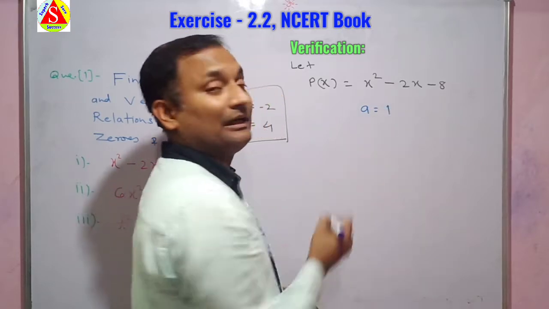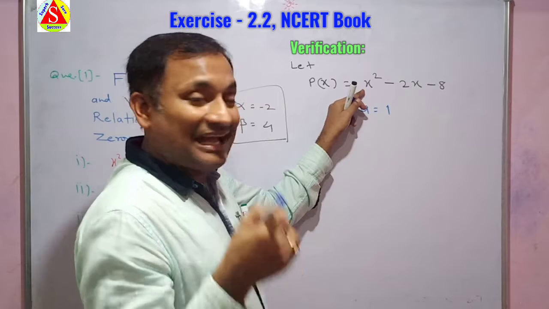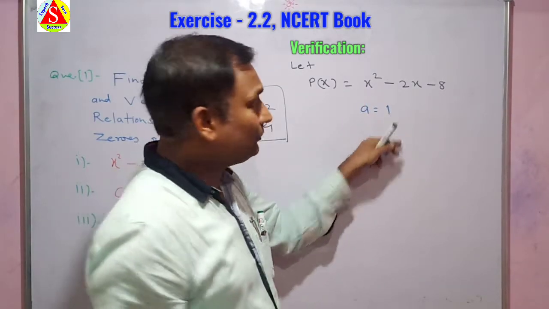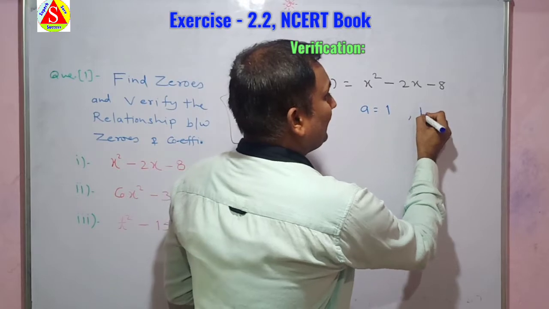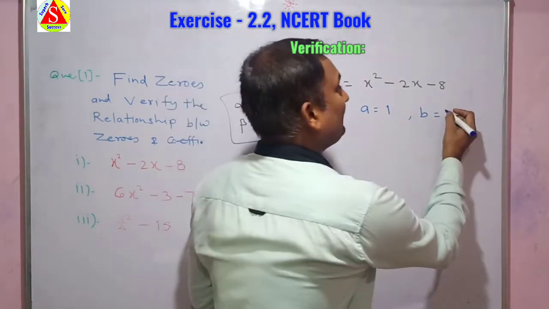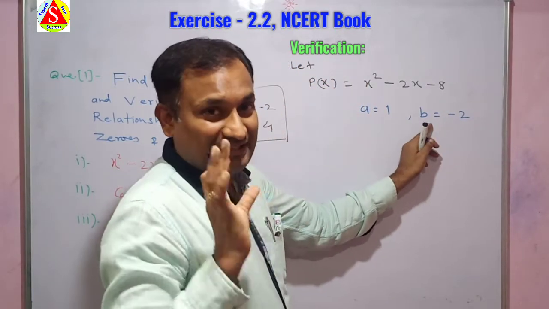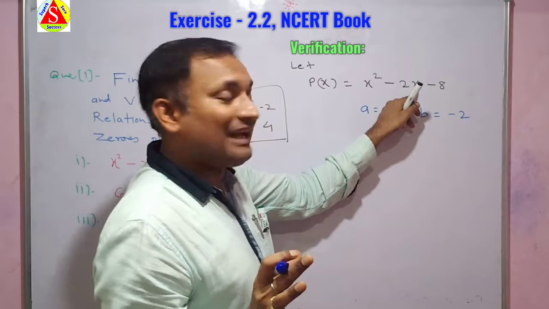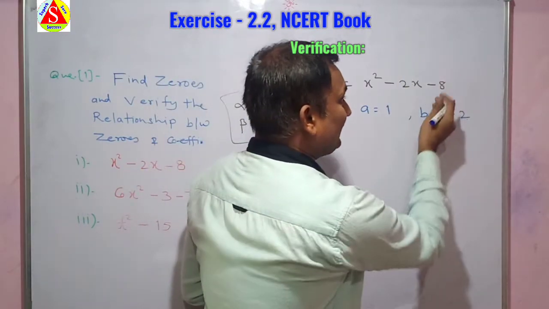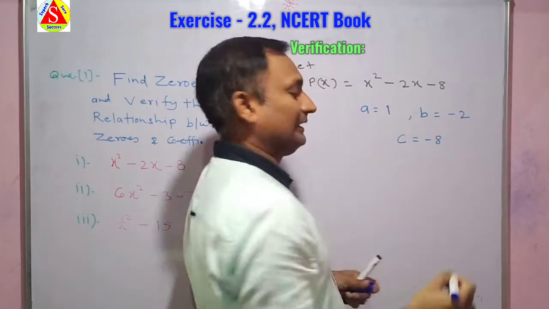a is equal to 1, because a is the coefficient of the x square term. So here a is equal to 1. Similarly, comparing with the standard equation, here b will be equal to minus 2, dear students, because b is the coefficient of x term. Similarly, comparing with the standard equation, here we will have c is equal to minus 8.